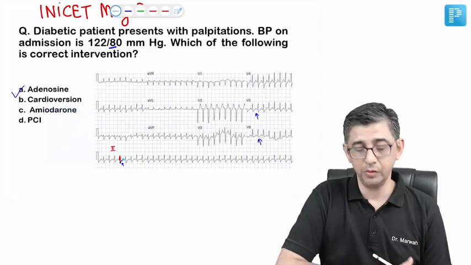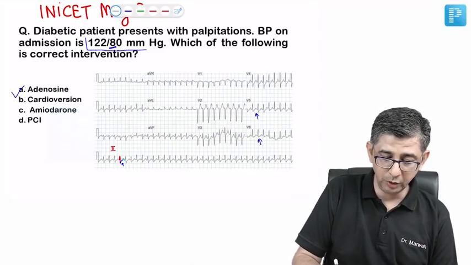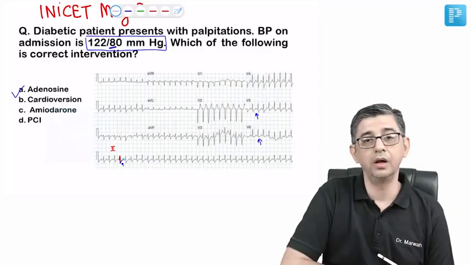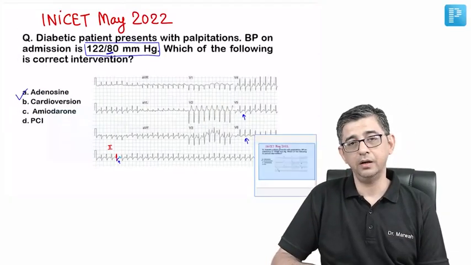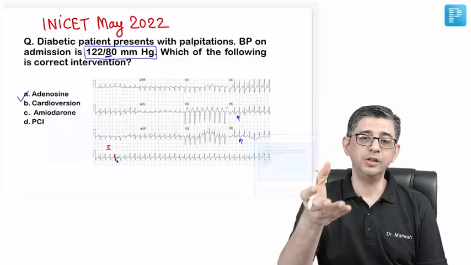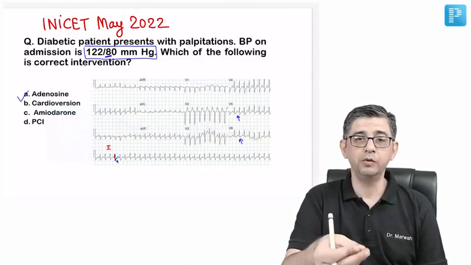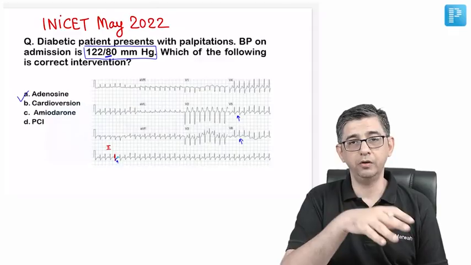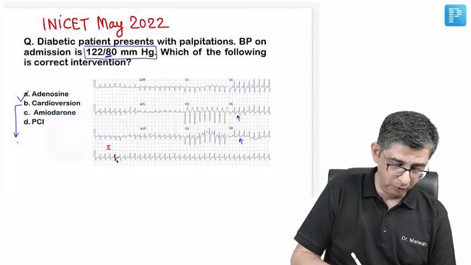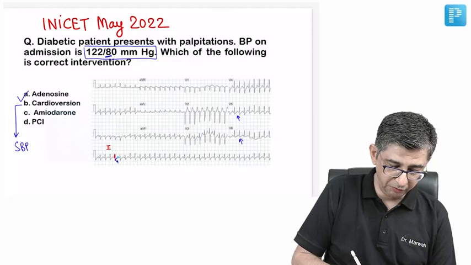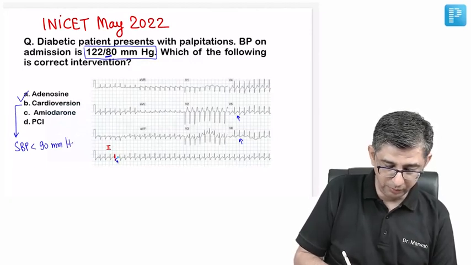The only catch in the question, and why the answer is adenosine, is that the BP of the patient at the moment was towards normal. If you get a question of paroxysmal supraventricular tachycardia and the BP of the patient is either unrecordable or less than 90 millimeters of mercury, then the answer will change over to cardioversion. Now, what is the difference between cardioversion and defibrillation? That is still pending, and that's my job to tell you.